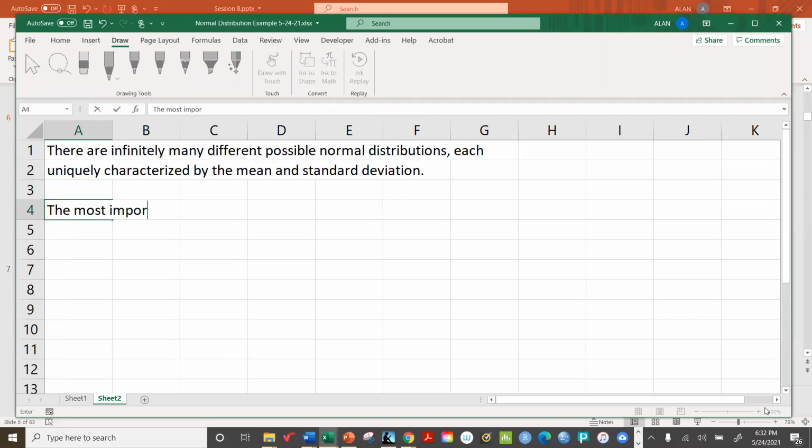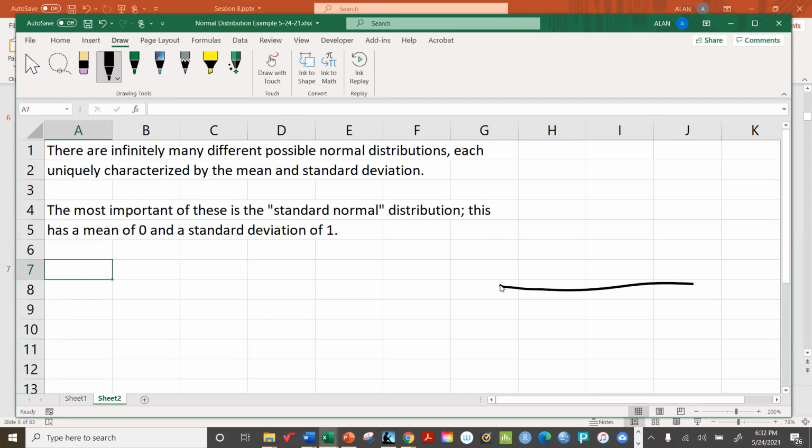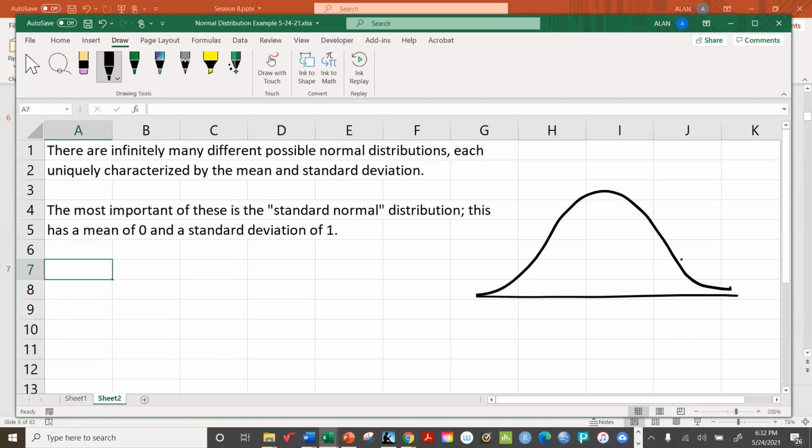The most important of these is the standard normal distribution. This has a mean of 0 and a standard deviation of 1. So the formula for VAR requires us to use the standard normal distribution. Okay, it's convenient. That's what it's for. It's really more about convenience than anything else. It's like a benchmark that we can use to judge all the others.